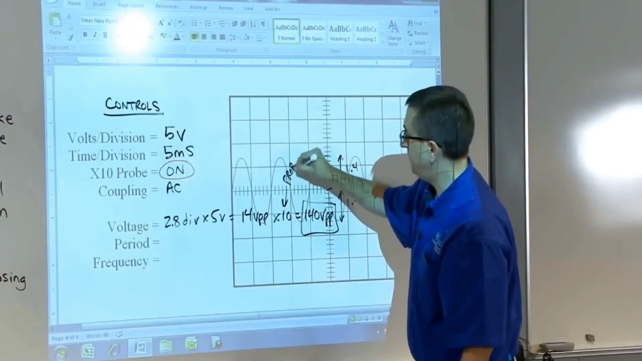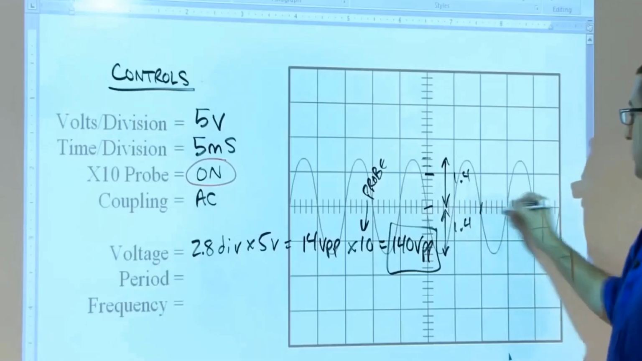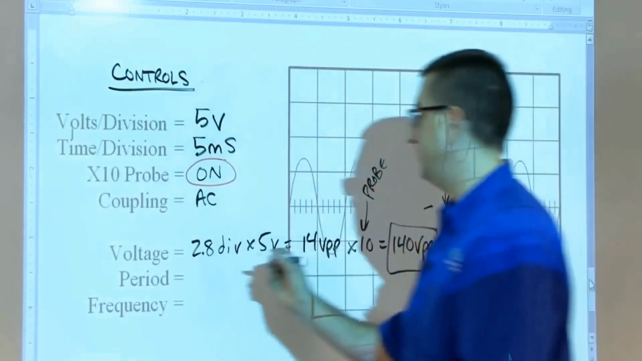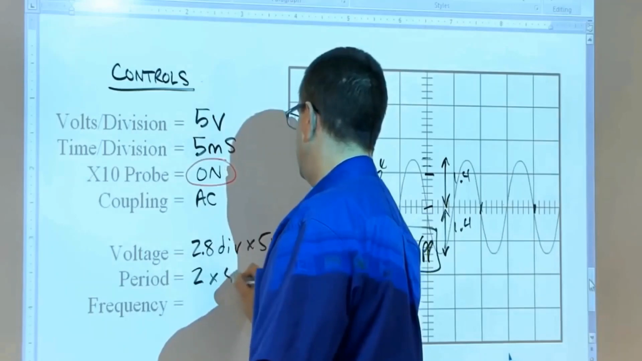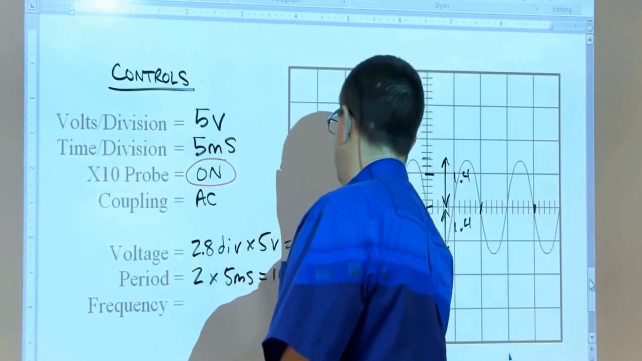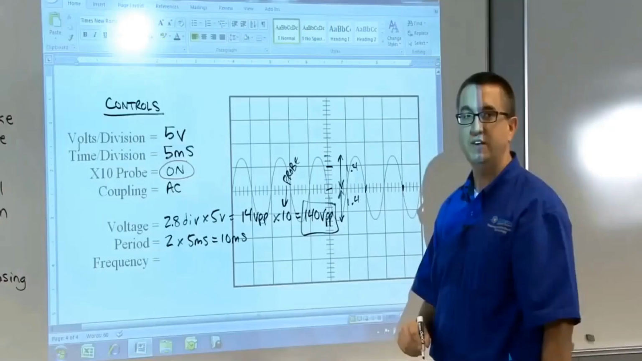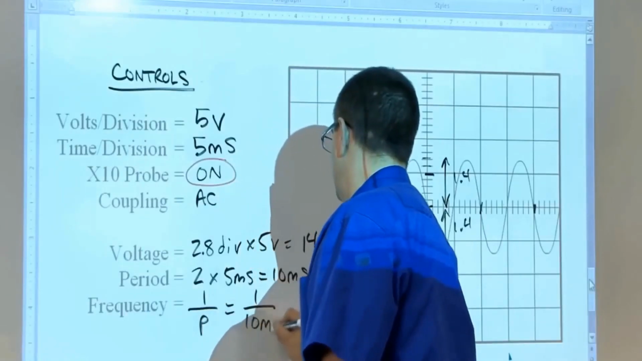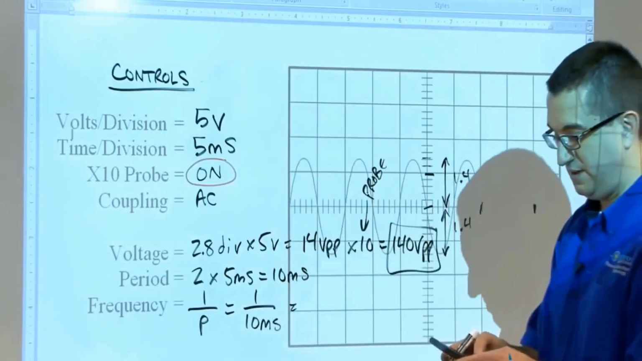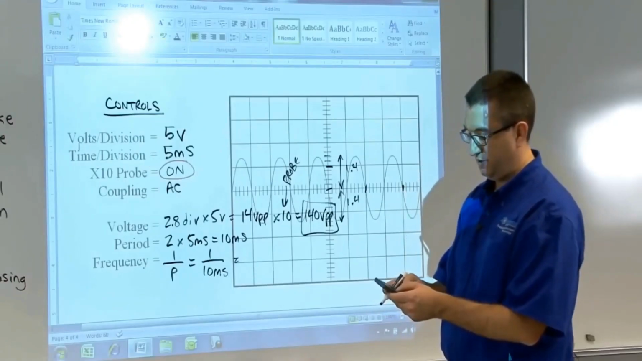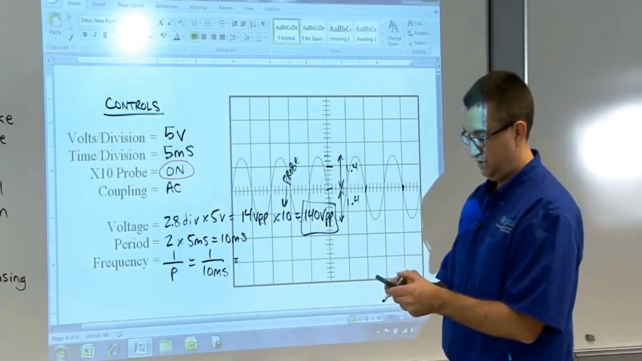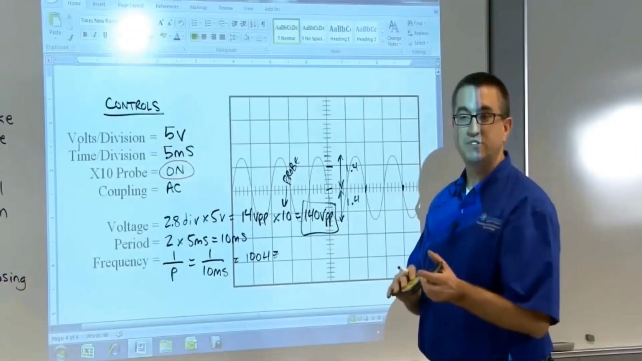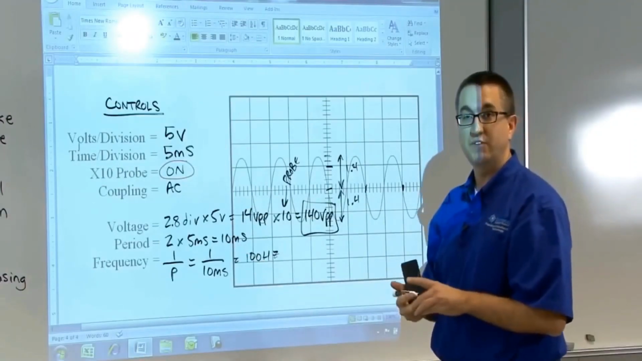Okay. The period, we'll take a look at that real quick. It's 2 divisions. You can see it starts here, ends here, and I could do that anywhere on the trace. 2 divisions times 5 milliseconds equals a 10 millisecond total. Okay, that's my period. And then my frequency is going to be 1 over the period, which is 1 over 10 milliseconds. So I'll do 10 milliseconds in my calculator and do a 1 over x. I get 100 hertz, just like that. And that's a good demonstration of what we're going to go over in lab here in a few minutes.